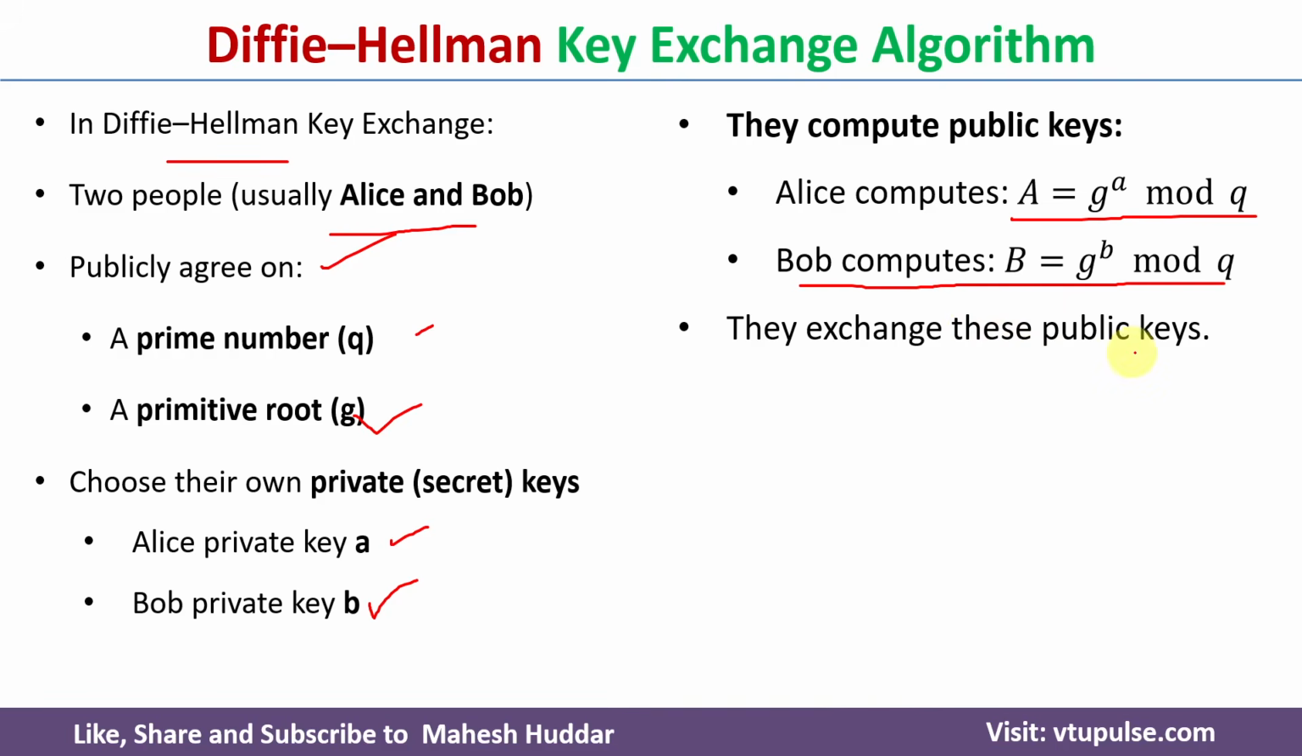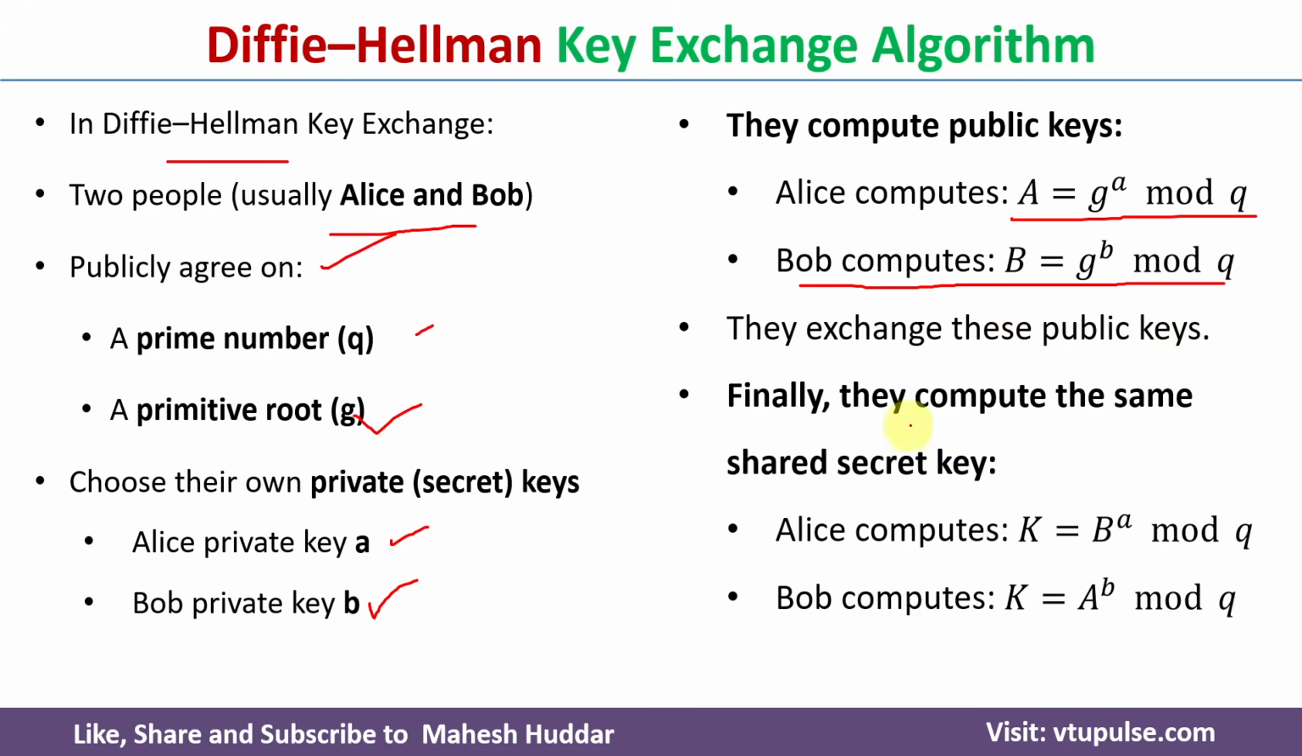Then they share their public keys. Finally, they compute the same shared secret key by using these two formulas. Alice computes the secret key by using the formula K = B^A mod Q, and after that Bob verifies the shared secret key by using the formula K = A^B mod Q.